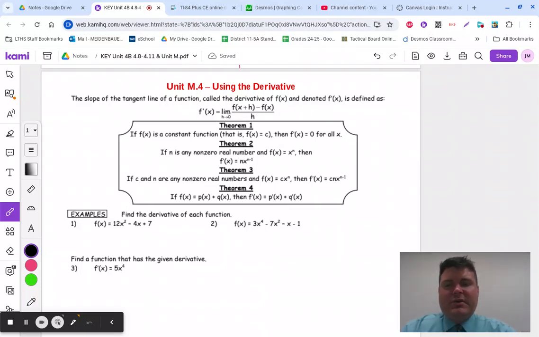We're going to finish up our extra lessons on using the derivative and really what it represents. The derivative is just a fancy word for slope. That's all it is. The slope of a tangent line of a function, called the derivative of x, can be noted as f prime. So f prime is this thing right here.